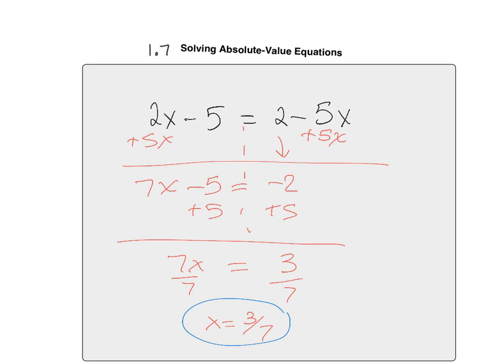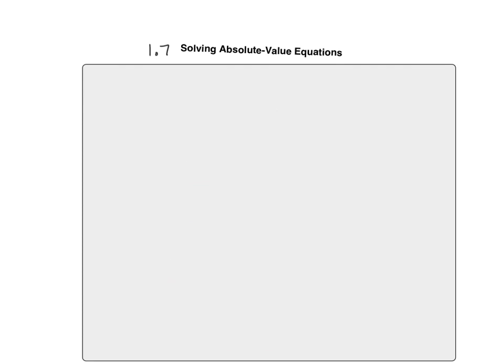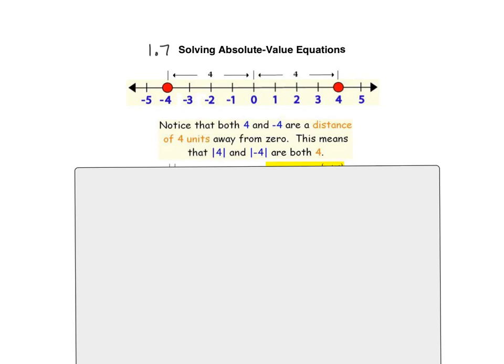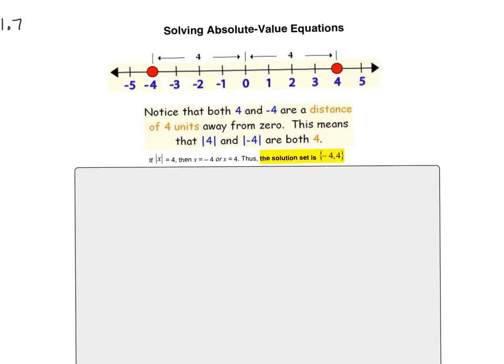This here is one solution. There's only one answer to this equation, because that is the only thing that gives me the value of x. We know that there are also opportunities for no solution or all real numbers, and we're going to talk a little bit more about that with absolute value equations in a little while. So now that we recall what absolute value is, and we recall how to solve equations, we're going to talk a little bit more about the group of absolute value equations and how to solve them.